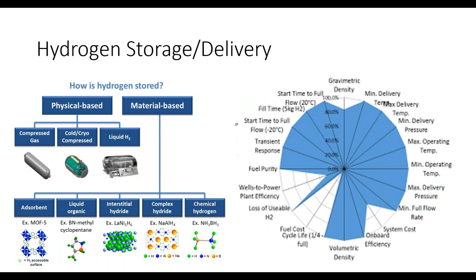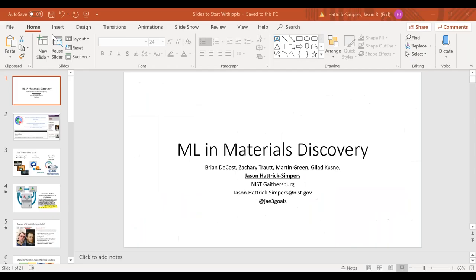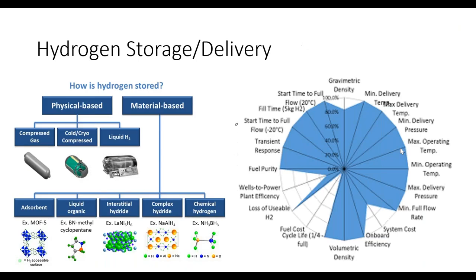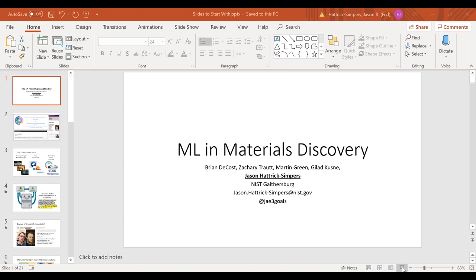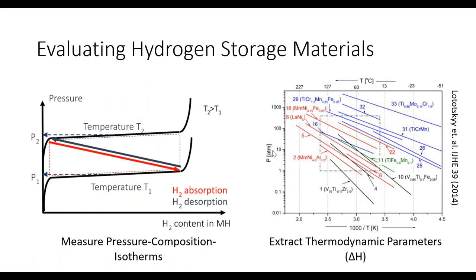DOE loves these spider charts. I don't want to emphasize this too much, but on the right-hand side of this, a lot of these things, what just happened? Oh, every time I move this, it drops out. On most of these things, gravimetric density and volumetric density can be calculated a priori, but the things that are really interesting are on the right side of this graph: delivery temperature, delivery pressure, operating temperature. Those are more difficult to calculate from structures a priori. You actually don't have a good method of doing so.